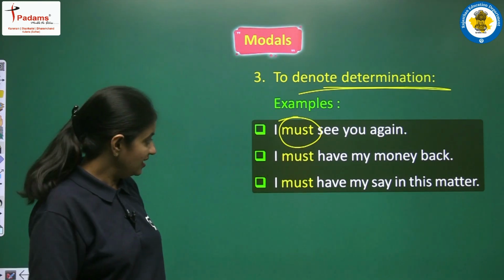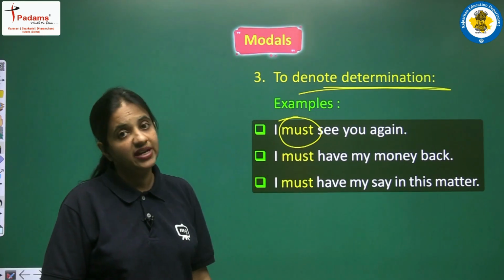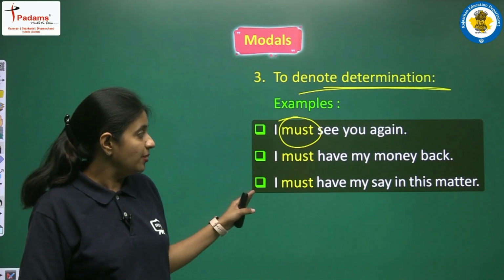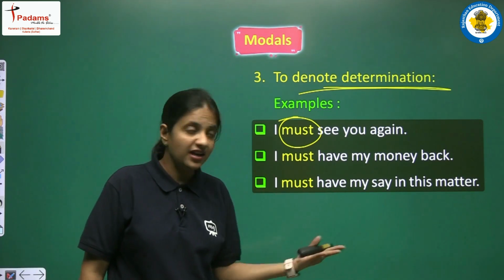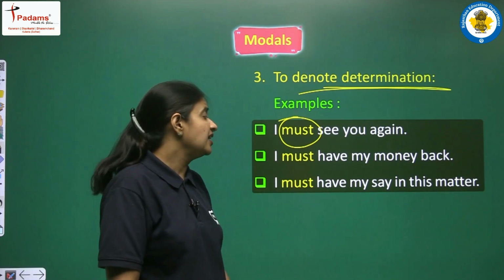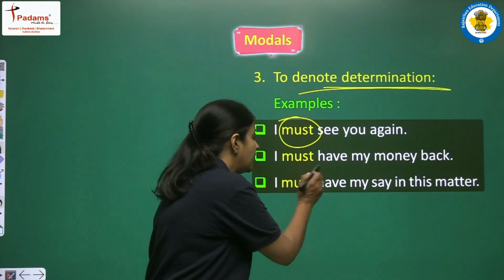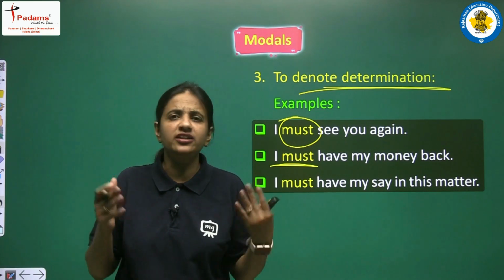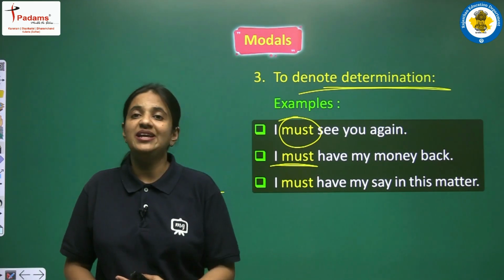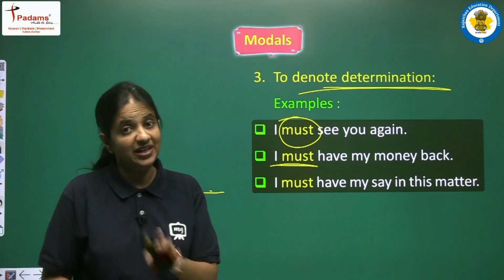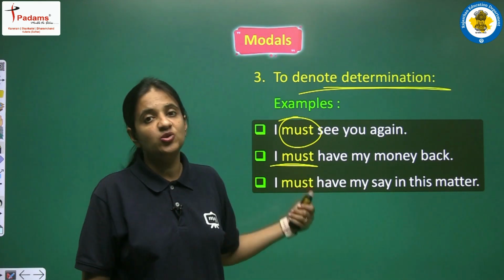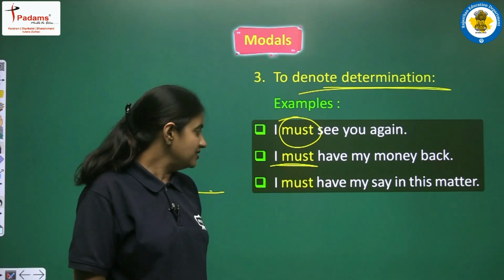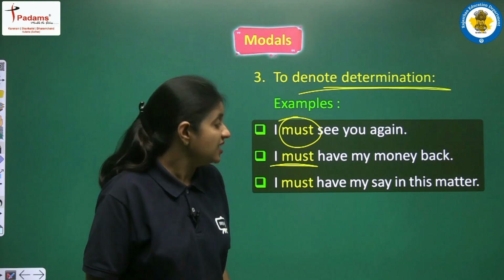Okay, next thing, I must have my money back. So it means हमने किसी को अपना money दिया है, and now I am saying this thing that I must have my money back, and with the help of must I am showing this thing that I am totally determined to get my money back, and to show that determination here in this sentence we are using must. Next sentence, I must have my say in this matter.